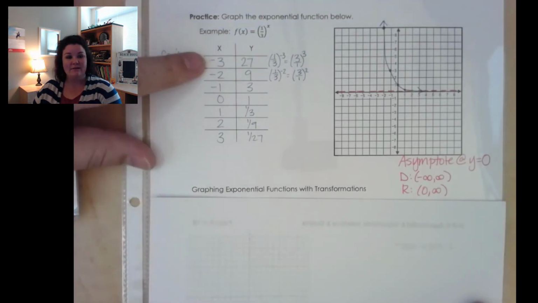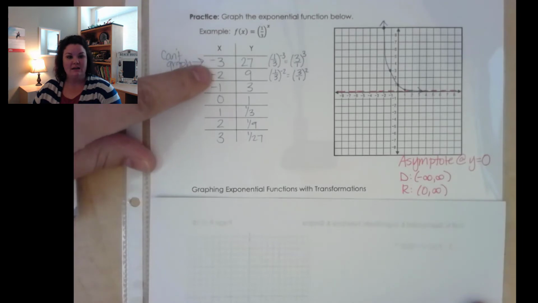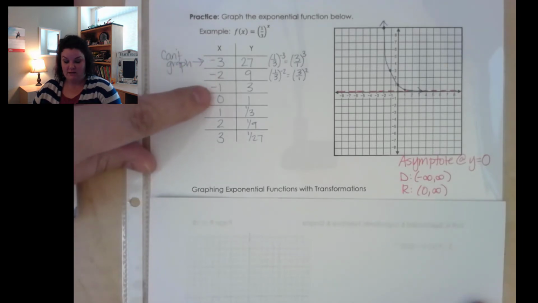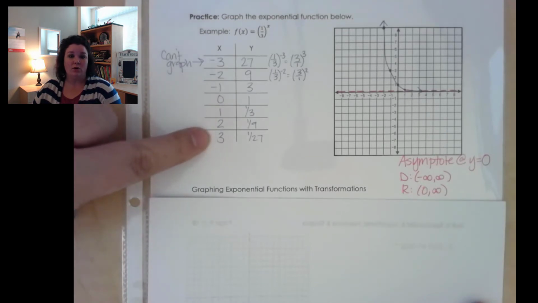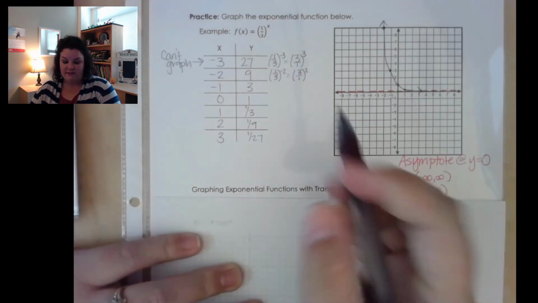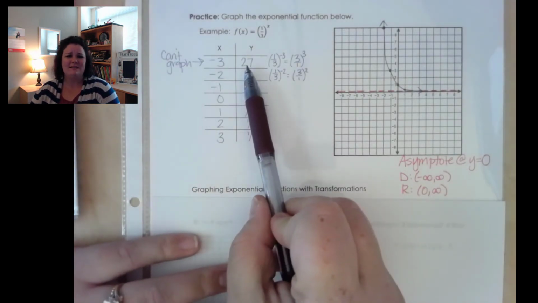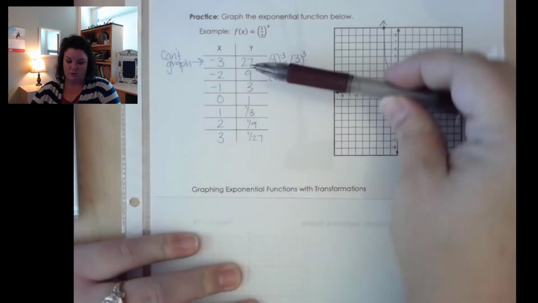When you plug in -3, you get 27, -2, you get 9, -1, you get 3, 0, you get 1, 1, you get 1/3, 2, you get 1/9, and 3, you get 1/27. Okay, now all of these you can graph except for that first one. 27 is off this graph, so we're just not going to worry about that. We're just going to graph these other remaining ones.